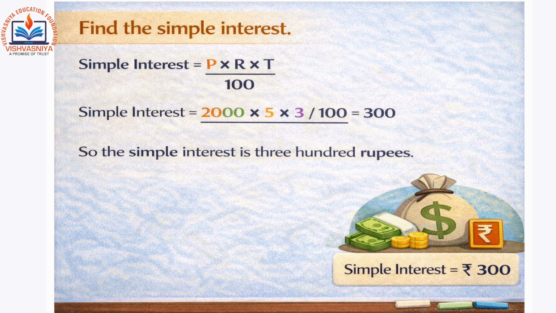Find the simple interest. Simple interest equals P multiplied by R multiplied by T divided by 100. 2000 multiplied by 5 multiplied by 3 divided by 100 equals 300. So the simple interest is 300 rupees.